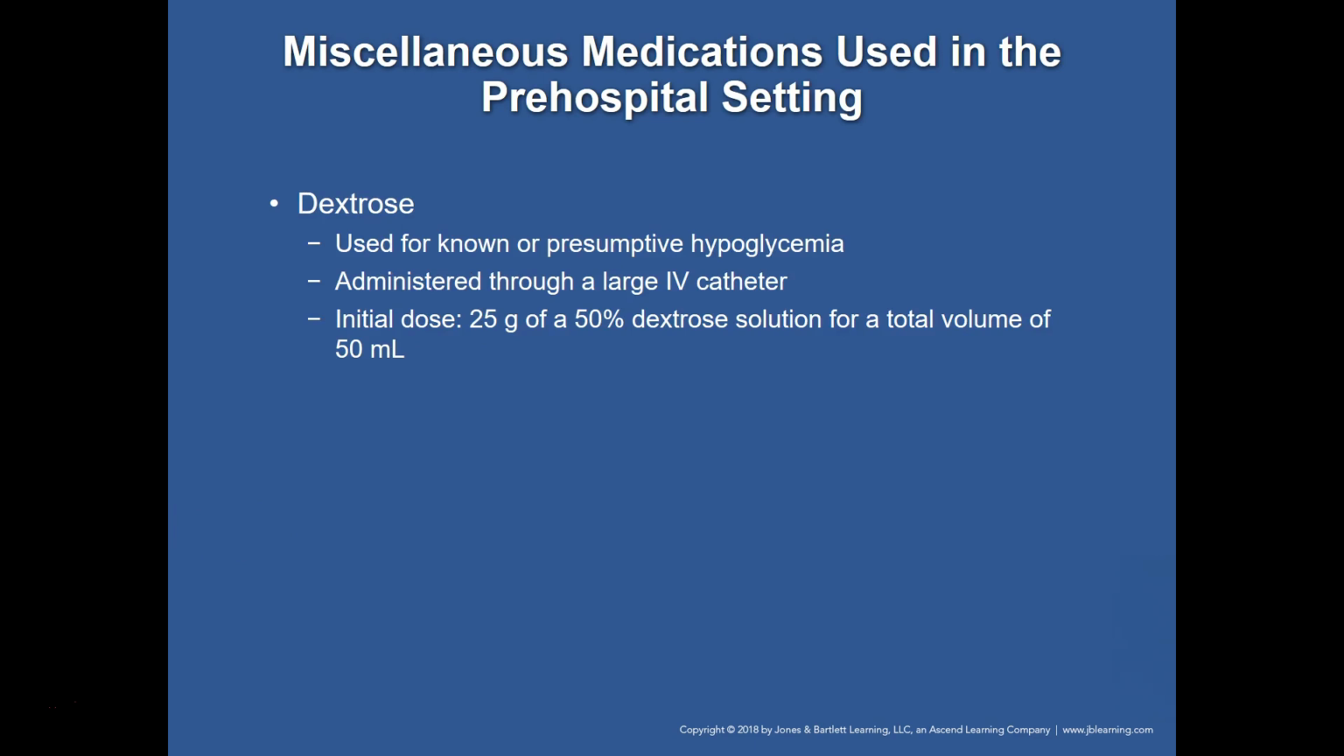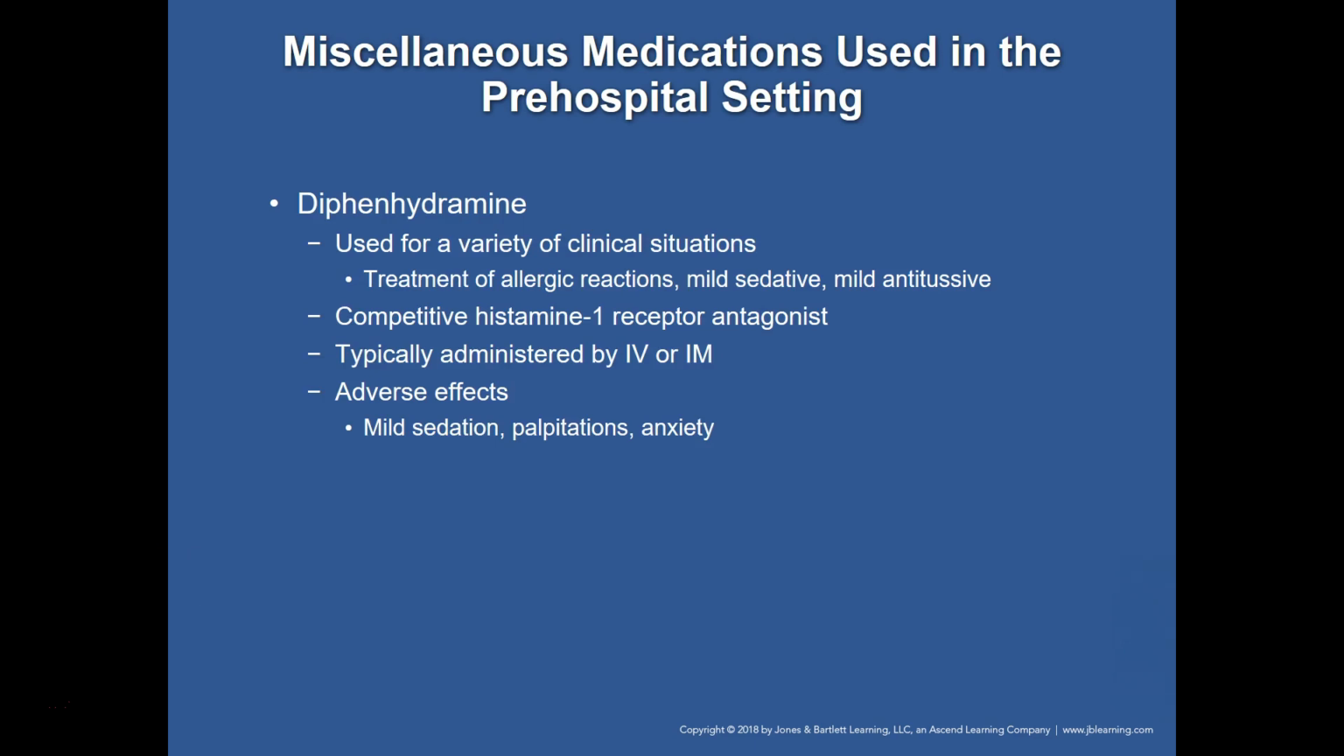Dextrose is used for known or presumptive hypoglycemia. Use a large bore IV catheter, 25 grams of a 50% solution for a total volume of 50 mLs. This is also very prone to cause tissue damage if you have a bad IV.